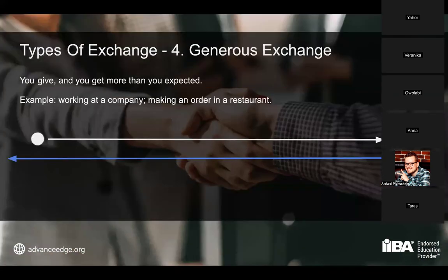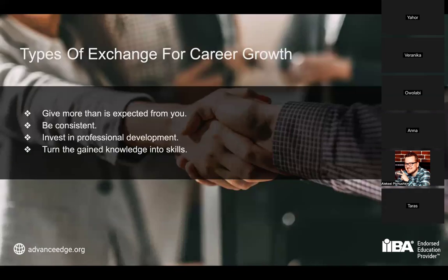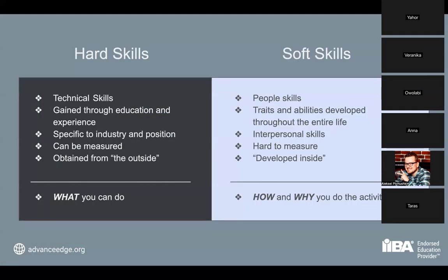So these were the 4 types of exchange and how they can help you. So again, give more than is expected from you, be consistent, invest in professional development, and turn the gained knowledge into skills. Because the knowledge itself, the theory that lives in your head and that is not applied in your daily activities, you do not really benefit from this. Every time you learn something new, think about how can I apply this in my day-to-day work.